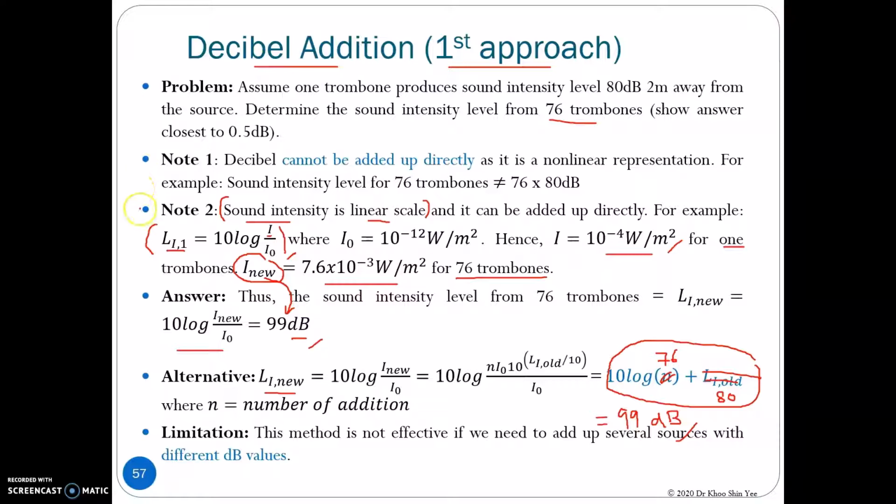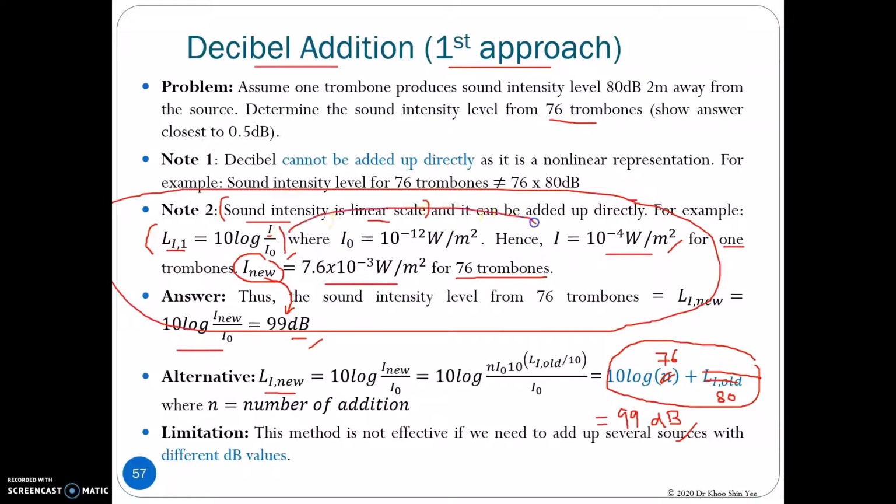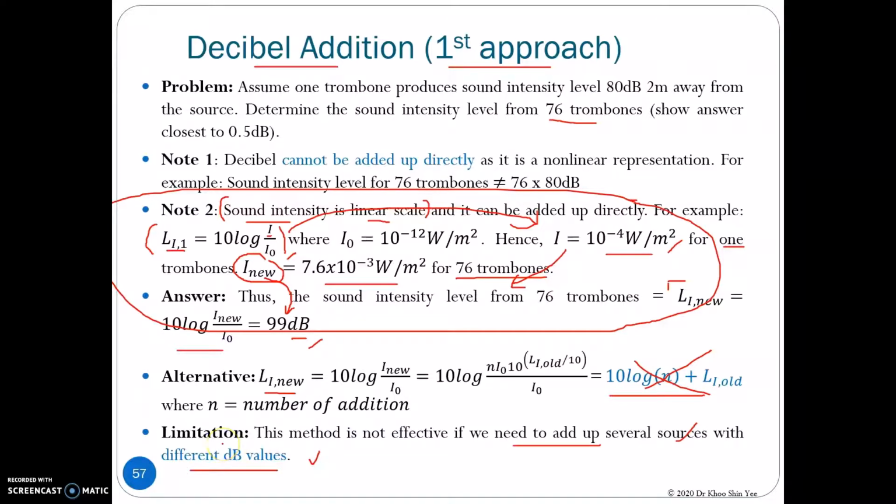As you can see, the calculation is long, where you need to convert from dB to I and from I to dB again. Although we can use the formula here to simplify the calculation, this formula is not applicable when we need to add up several sources with different dB values. So this is the main limitation of the first approach.